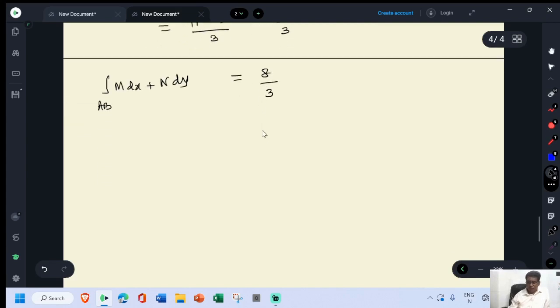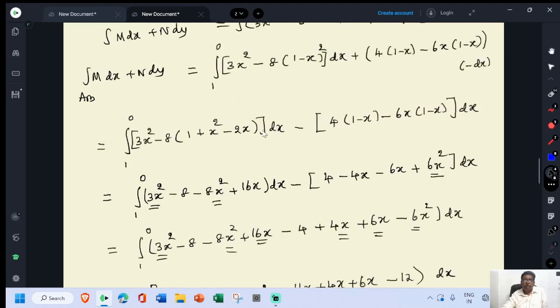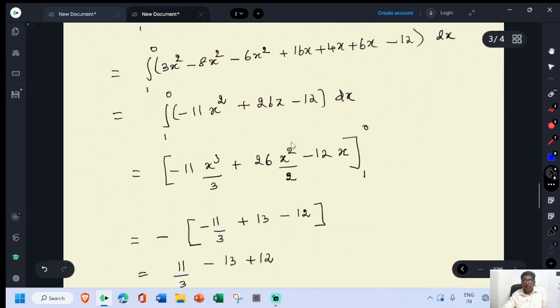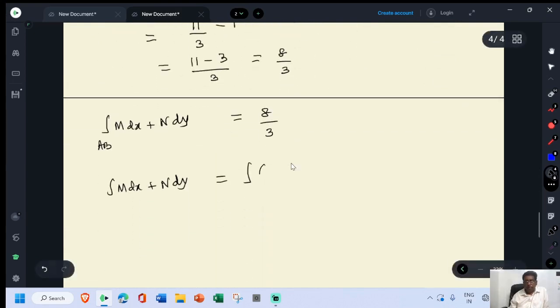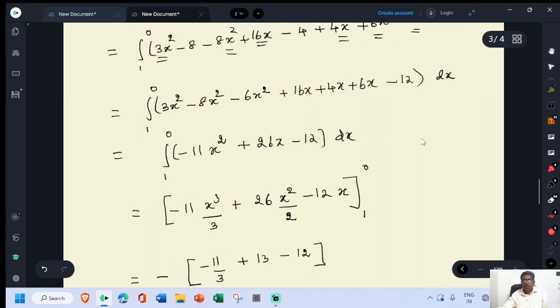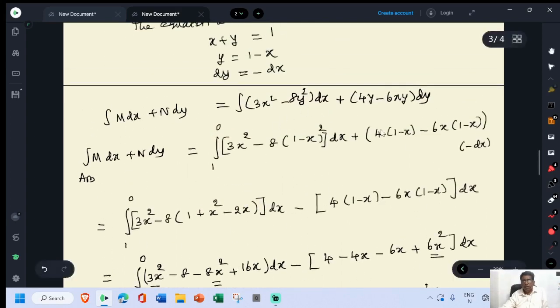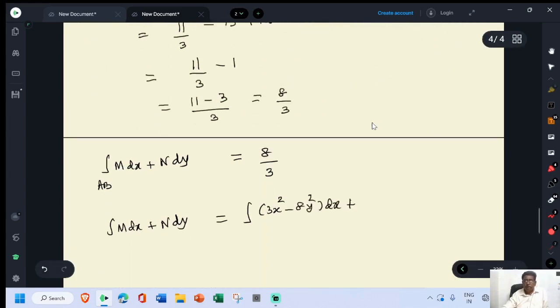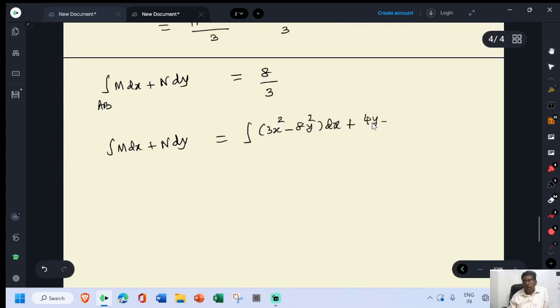Now we have to find out the final line. Once again, write down the value of m into dx plus n into dy, which is equal to 3x square minus 8y square dx plus 4y minus 6xy into dy. This is the general value.